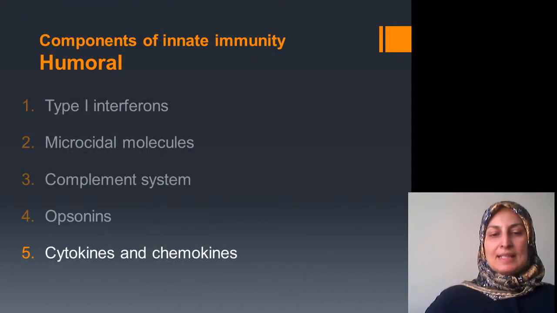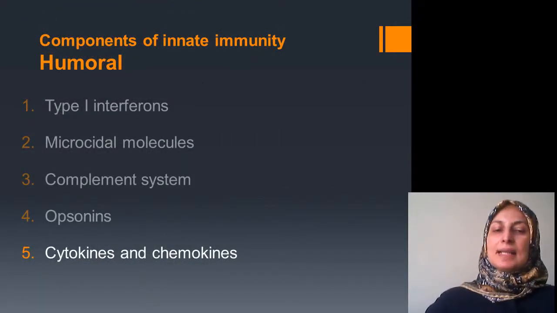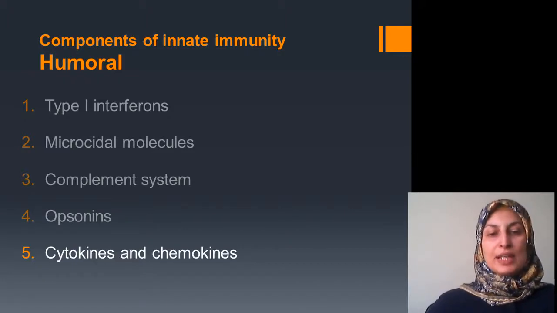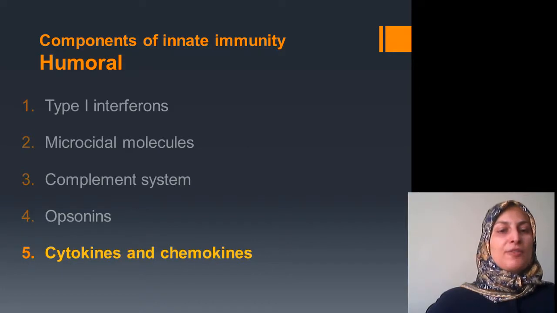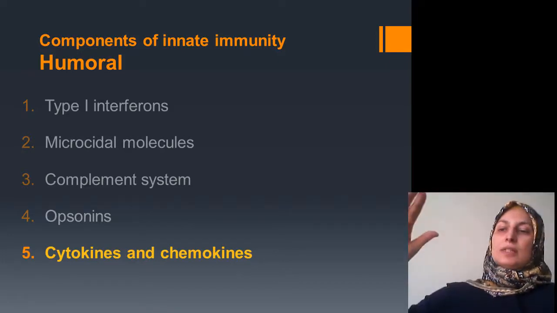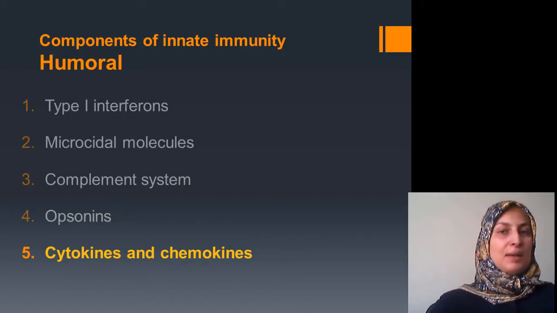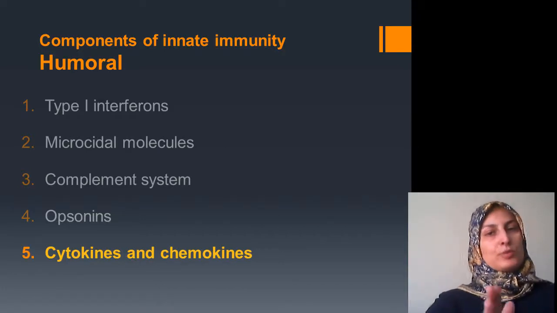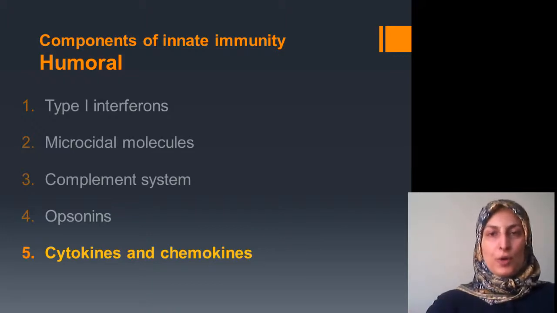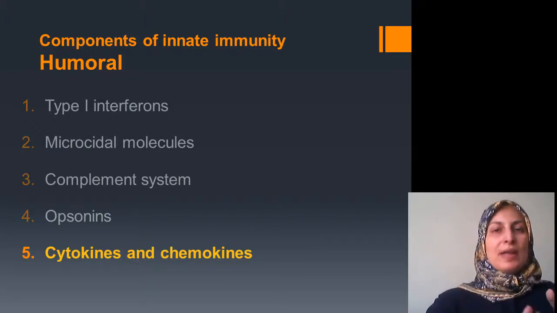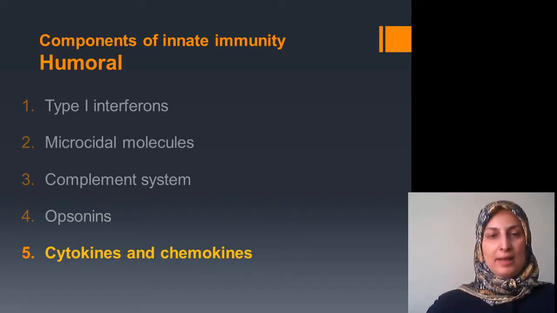Last but not least, the cytokines and chemokines. Cytokines and chemokines, again, are proteins produced by different types of cells, and they aim to steer the immune reaction, either by inhibiting it or increasing and activating the immune response, steering it toward more of a cellular or more of a humoral immune response. So it actually directs the immune response in different directions.